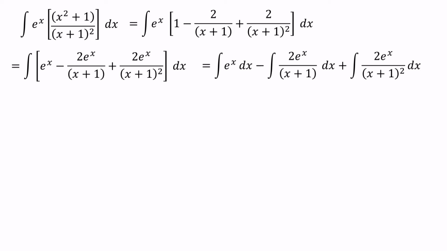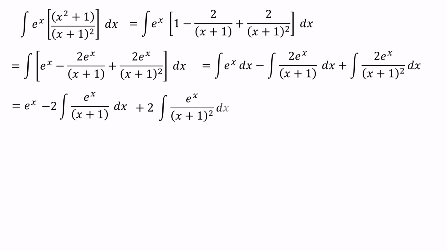First one, integral e to the power of x. Integral of e to the power of x we can write as e to the power of x. In the second one, 2 is a constant, so we can bring this value of 2 outside of the integral. In the last one, 2 is also a constant, so we can bring this 2 outside of the integral. The integral of e to the power of x over x plus 1 we can write as the integral of e to the power of x into x plus 1 to the power of minus 1.